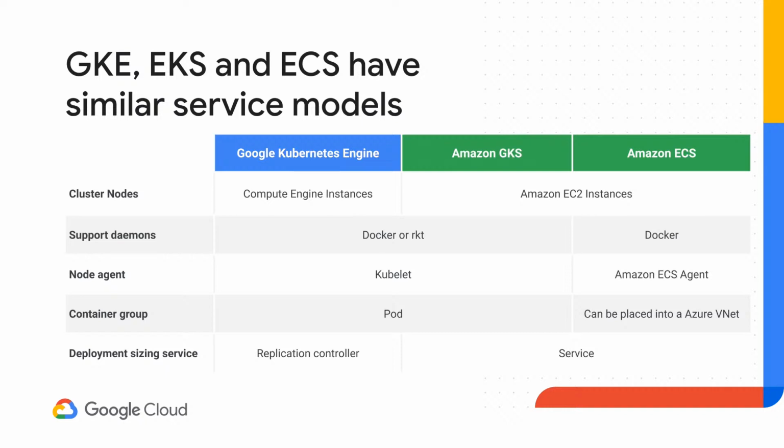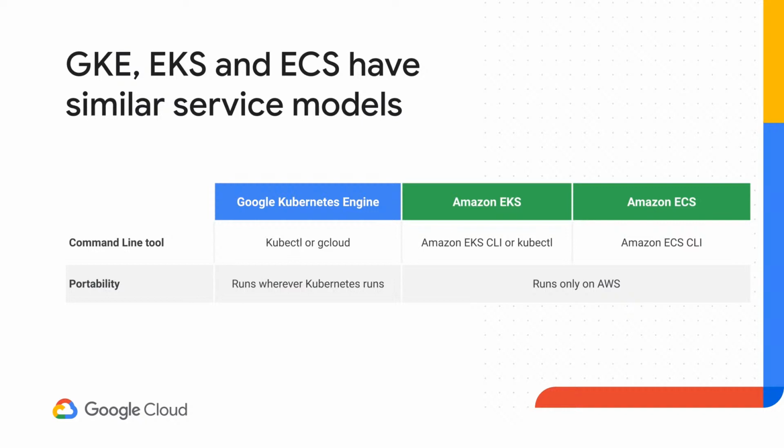GKE and Amazon EKS both group containers by pods, which is how Kubernetes runs applications. Amazon ECS uses a specific group called a task. Sizing can be done on GKE using a replication controller, while Amazon EKS and Amazon ECS use a service. Running a command on GKE can be done through a combination of the open source kubectl command and gcloud. Amazon EKS can use its own CLI or kubectl, and Amazon ECS uses the Amazon ECS CLI.